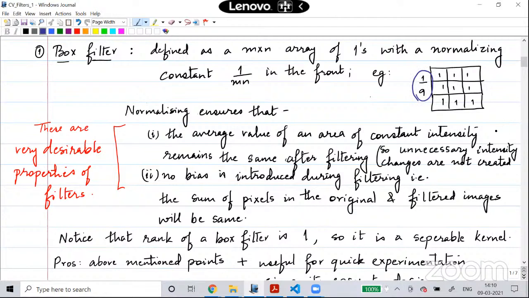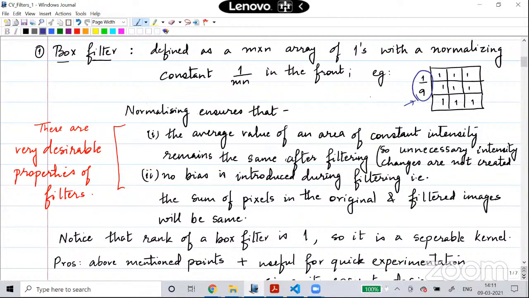This thing is called a normalizing factor in the front. This normalization will be seen in other filters also. Normalization serves two purposes. One, if you have an area in your image where the intensity is constant, suppose the same pixel values are there, then after filtering also they will stay the same. This normalizing ensures that the average value of an area of constant intensity remains the same. So not much change. If in the original image there is not much change happening in this part, then in the filtered image also it will look like that.